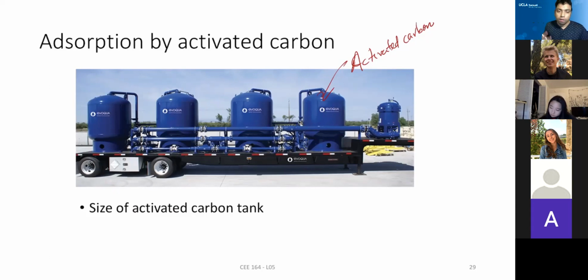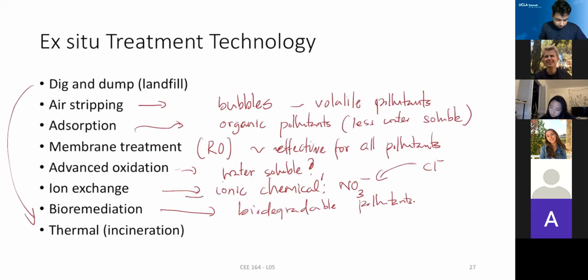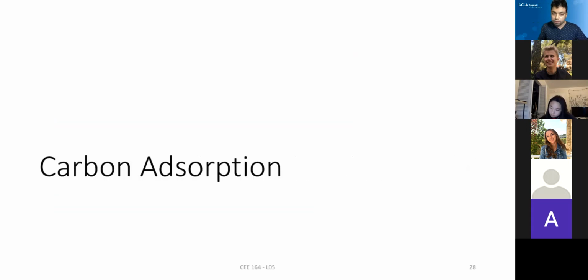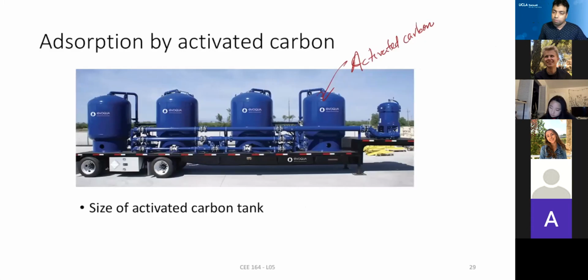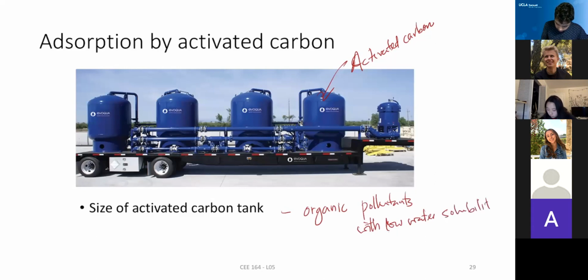But most importantly, learn what pollutants you can remove with activated carbon. As I explained before, this only works if you have organic pollutants. Some metals can also be removed, but then you have to change the surface property in a different way. But mostly I would suggest that this is for organic pollutants with low water solubility. Those are most effective to remove. Okay.